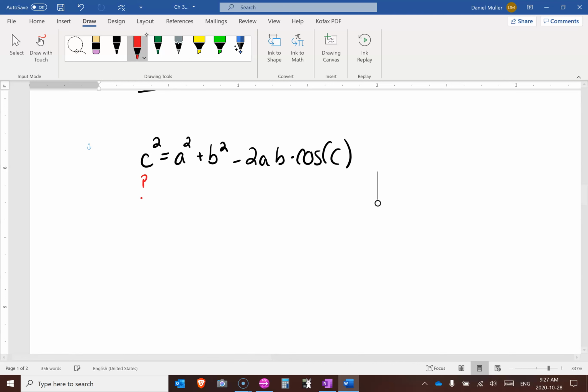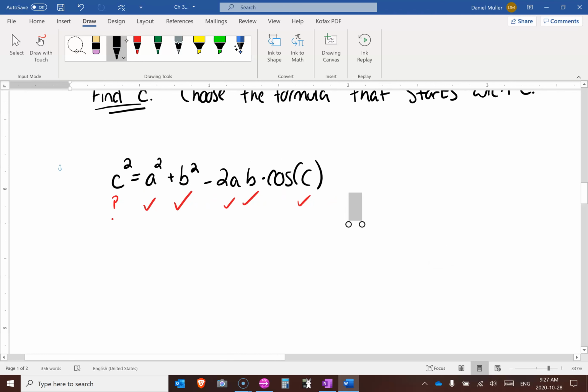That is what I need. Therefore, I'm going to make sure I have A, have B, have A and B again, and I have capital C, which, remember, capitals are angles. So I'm going to do that right now. What is A, what is B, and what is a capital C?